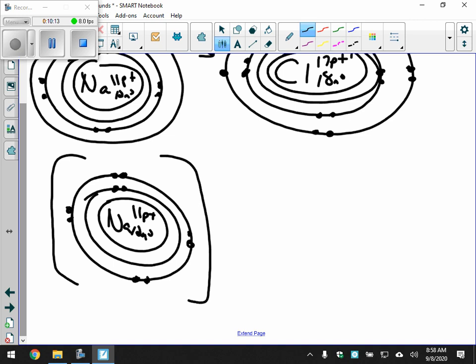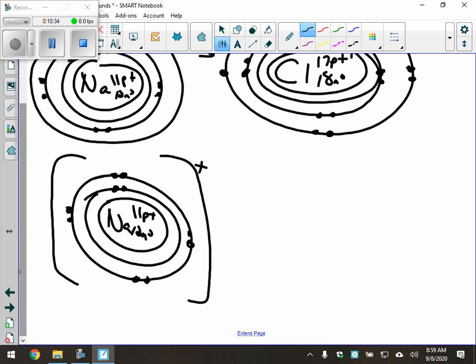Get a calculator out. The overall charge is +1. Calculator. No, you don't need one? Okay, you're AP. Probably don't need one. Okay, so we get an overall positive charge.